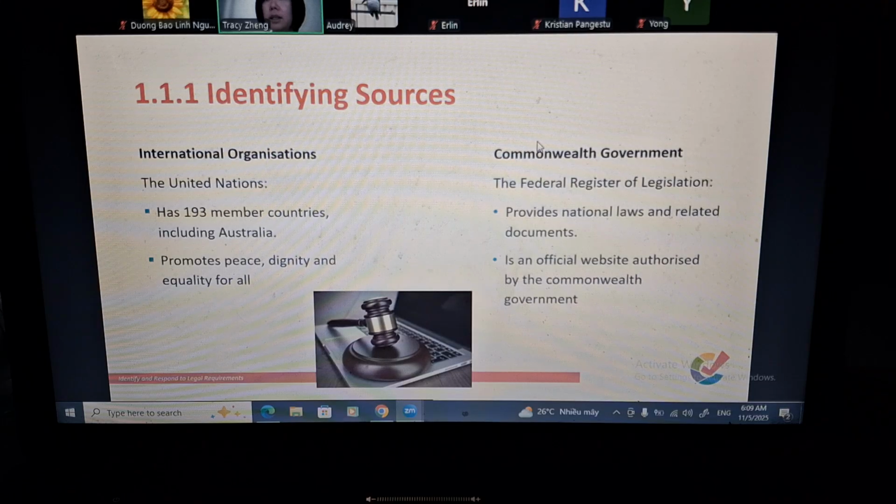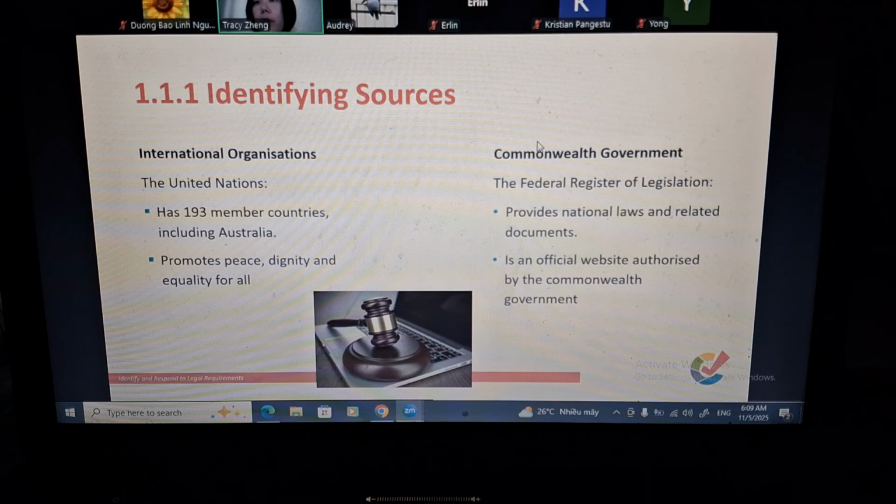We always mention that as aged care workers, we hold a duty of care, which is one of our legal obligations, etc. Right? And you can also find legal information and requirements from the Commonwealth government's official website. For example, the Department of Health and Aging. So if there's anything related to health and aged care, you can find a lot of information there.